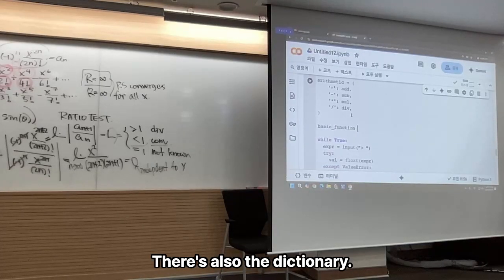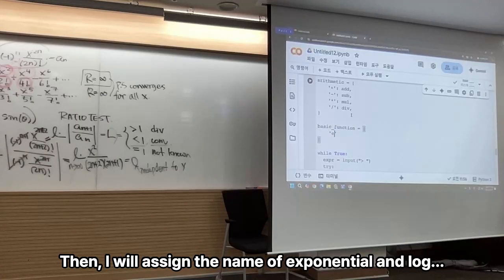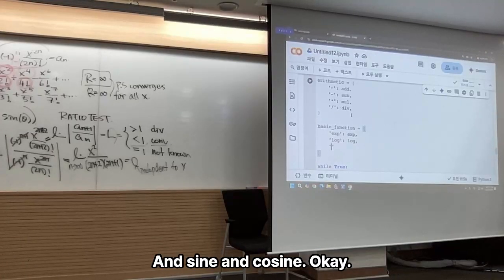It's also the dictionary. Then I will assign the names: exponential and log, and sine and cosine. Okay.